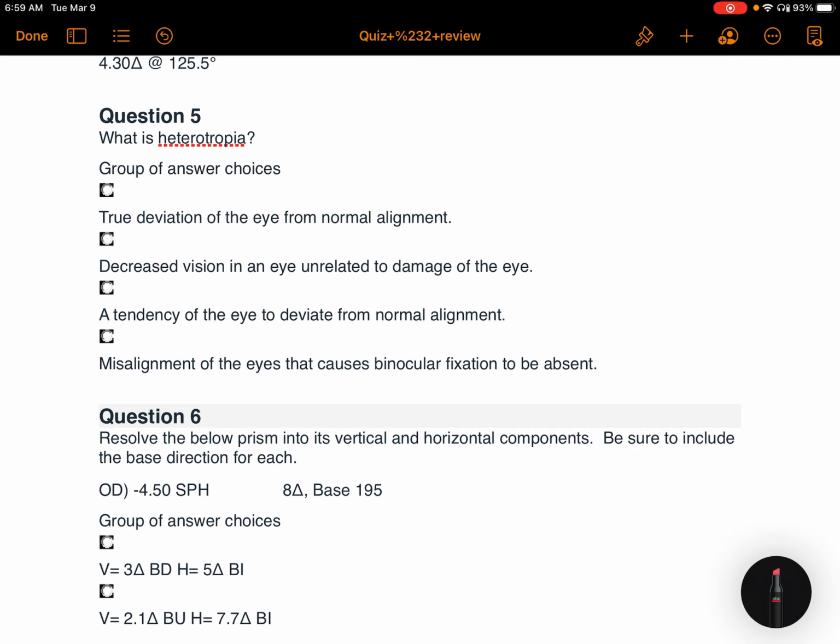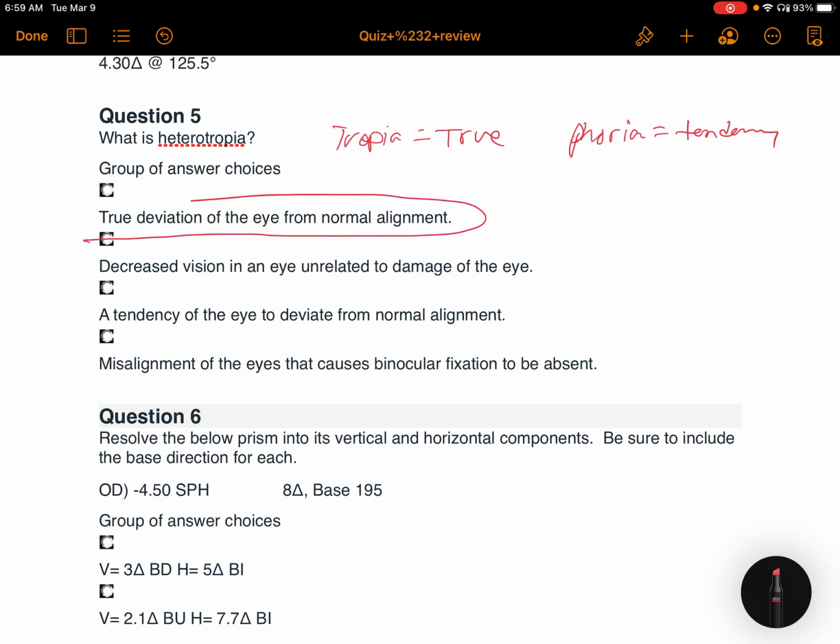Question 5. What is heterotropia? So remember, tropia equals true, and phoria equals tendency. So heterotropia is a true deviation of the eye from normal alignment. If it were to ask heterophoria, we would say a tendency of the eye to deviate.